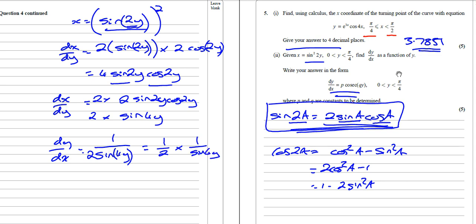Just going to repeat that one more time. So 1 over 2 sine 4y is the same as a half times 1 over sine 4y, because you just times the bottom, so the 2 remains on the bottom. So 1 over sine 4y is the same as cosec 4y. So that equals a half cosec 4y. And now we can see that P is a half and Q is 4.